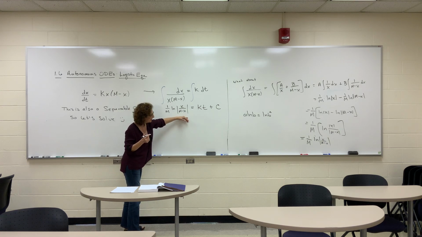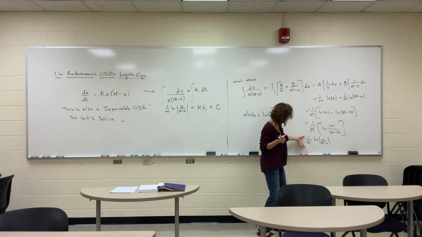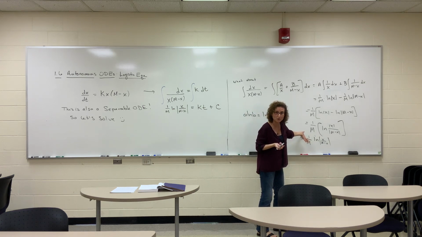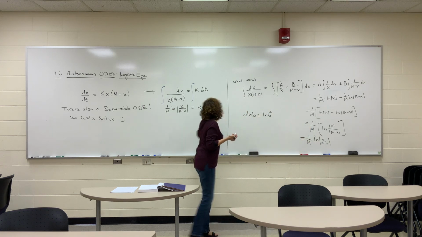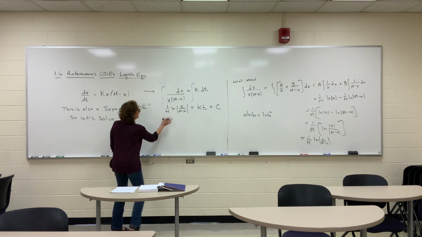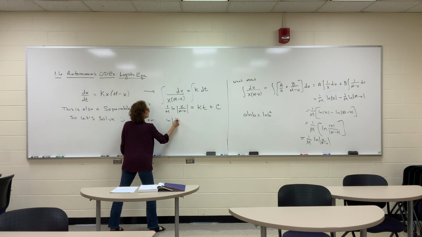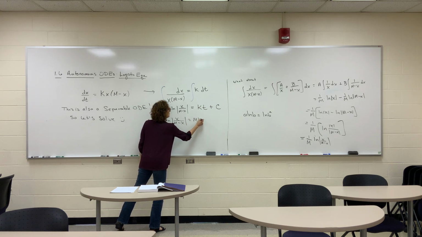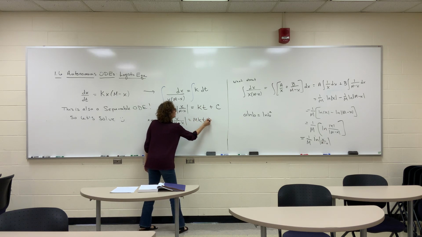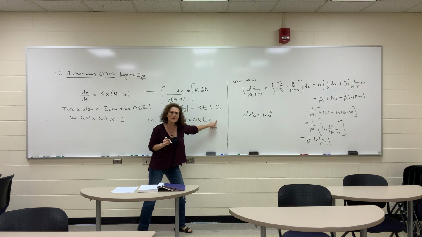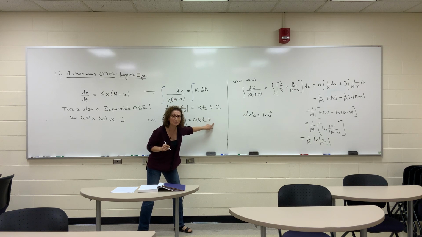And now we have this equation. Now you can't multiply through here by m because you don't have an equation, right? That would just be totally wrong. But since we're saying this is equal to this, now we have an equation. This is equal to this, so now I can multiply through by m, and that gives me the natural log of the absolute value of x over m minus x is equal to mkt plus, should I write m times c here? Should I write m times c?